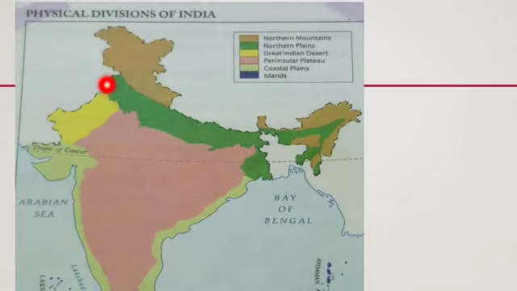Here the yellow denotes the Great Indian Desert. The Great Indian Desert is also known as the Thar Desert. It is in the northwestern part of India. This is a dry, sandy area which receives very little rainfall.